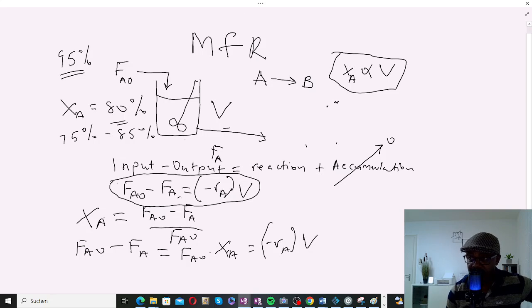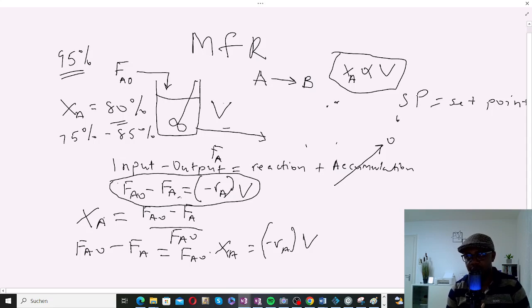And this desired value is what we call the set point. The set point, that is SP. That is what we desire. So in this case, our set point is 80% with a lower tolerance of 75% and an upper tolerance of 85%. So we have about 10% tolerance in between. So anywhere between that is fine.